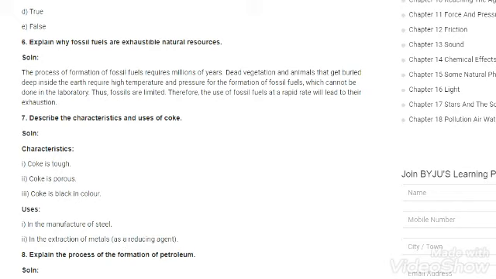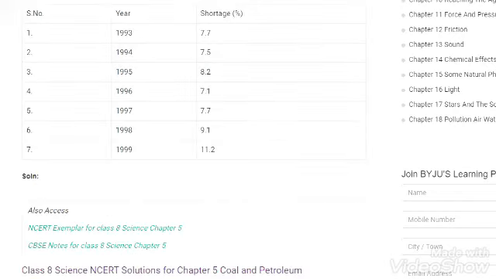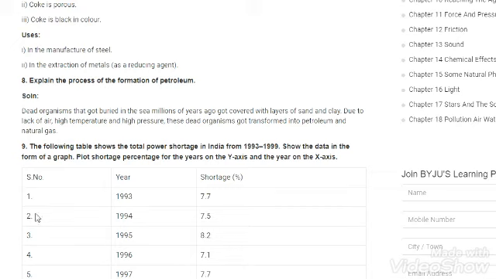Okay, eighth one, explain the process of the formation of petroleum. We know that dead organisms that got buried in the sea millions of years ago got covered with layers of sand and clay. Due to lack of air, high temperature and high pressure, these dead organisms got transformed into petroleum and natural gas. This is the process of formation of petroleum.